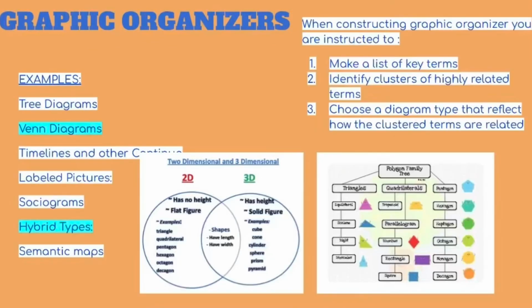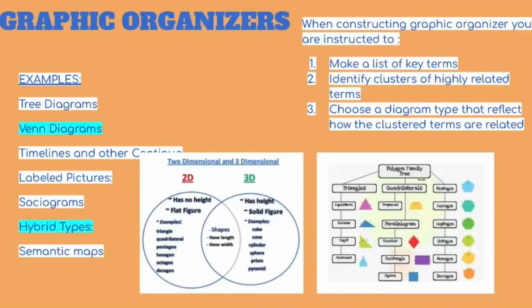Graphic organizers. A graphic organizer is defined as a diagram showing how key concepts are related. There are many types of graphic organizers, such as tree diagrams. Tree diagrams display all possible outcomes of an event. Each branch in a tree diagram represents a possible outcome. Venn diagrams. A diagram that shows all possible logical relations between finite collections of different sets. These diagrams depict elements as points in a plane and sets as regions inside closed curves.